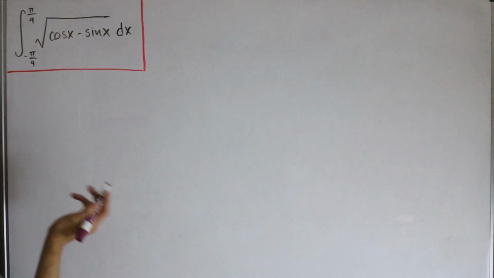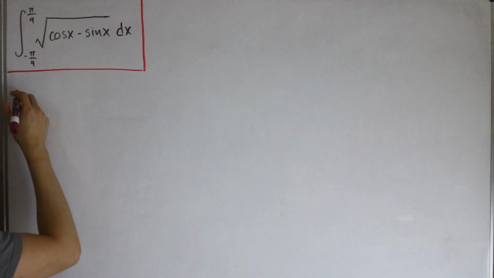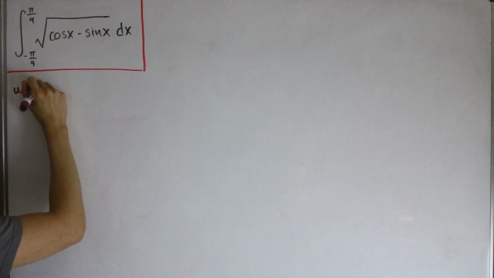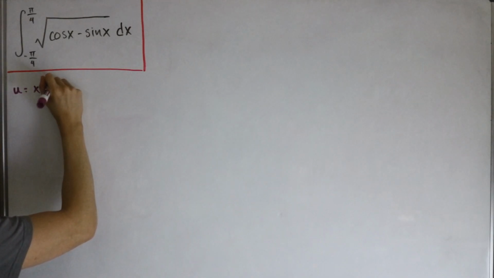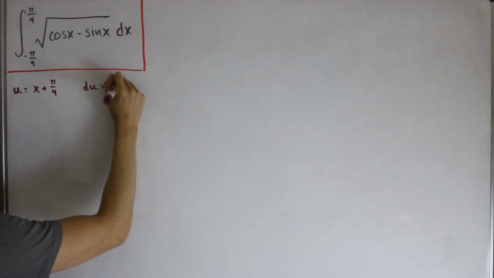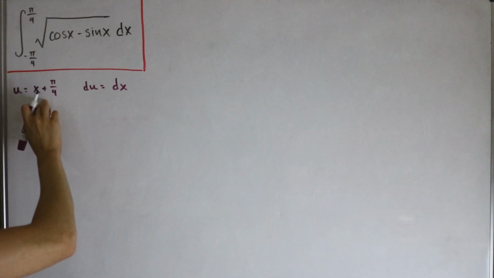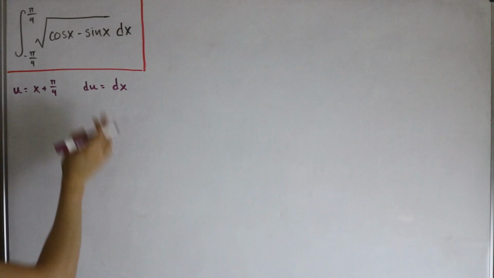Okay, so before we actually use our trig identities, let's first do a nice little u-sub. We're going to let u equal x added with pi divided by 4. So then that will mean that du is going to equal dx. Now we plug all this back in, and for x we have to solve that by itself, so basically just subtract pi over 4 from both sides.